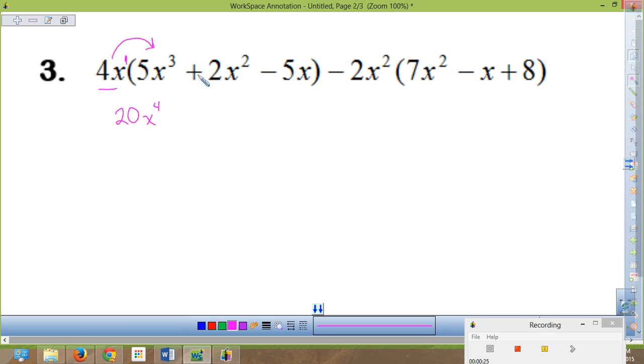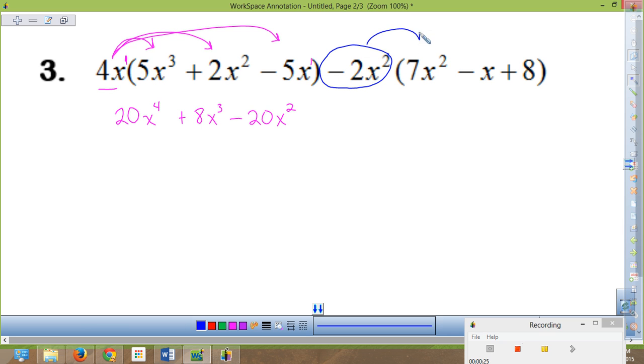And then we do 4 times positive 2, which is positive 8. And then we have 1 plus 2, which is 3. And then we have 4 times negative 5, which is negative 20. And there's 1 plus 1, which makes 2x's. Okay? So now we're going to move to the other one. And remember that that sign goes with the 2.